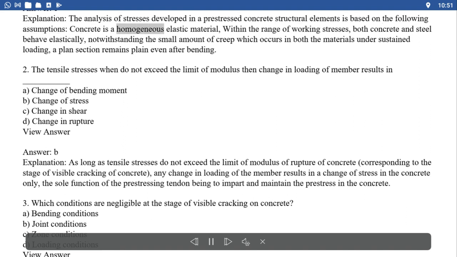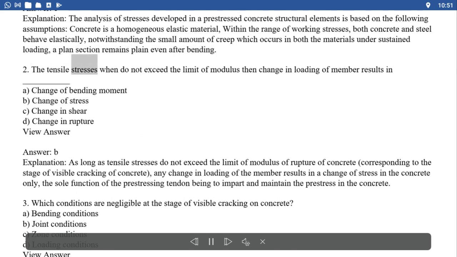Concrete is a homogeneous elastic material. Within the range of working stresses, both concrete and steel behave elastically, notwithstanding the small amount of creep which occurs in both the materials under sustained loading. A plane section remains plane even after bending.